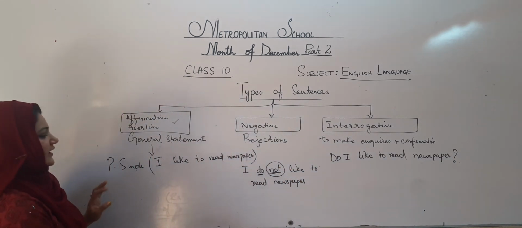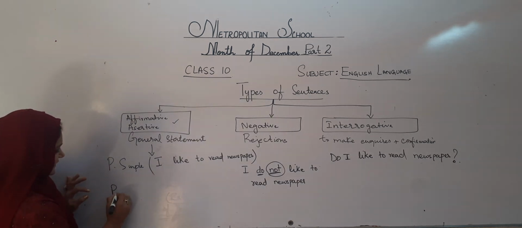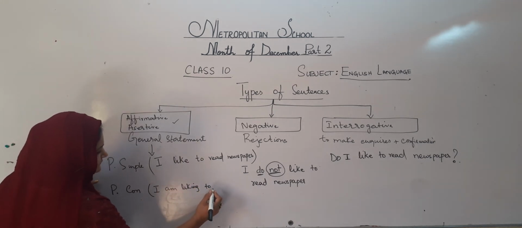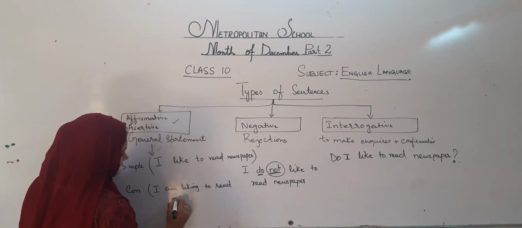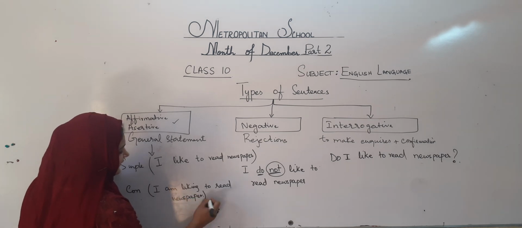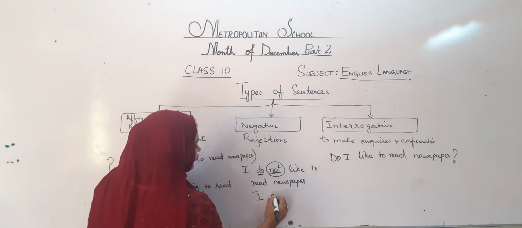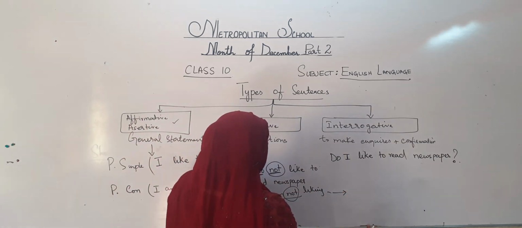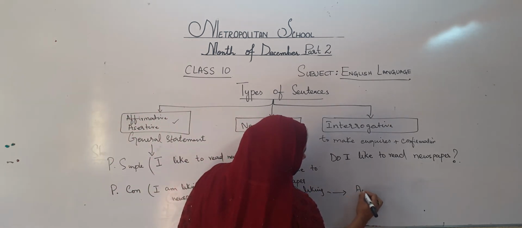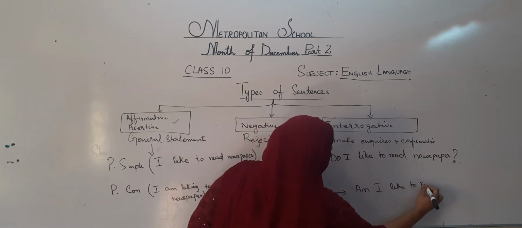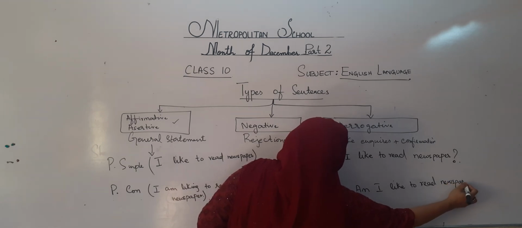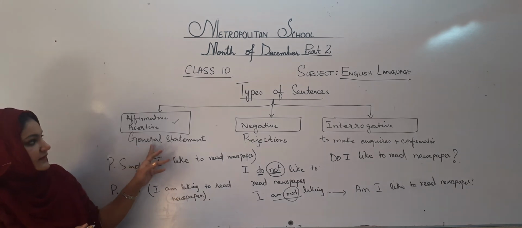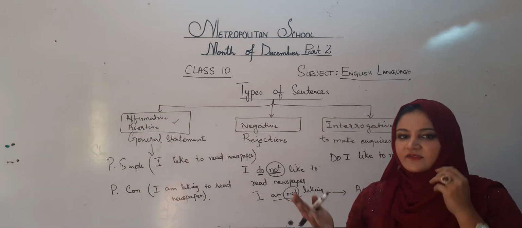Fine, so you can easily change any tense. For example, I'm just taking the second one, present continuous: I am liking to read newspaper. Change into negative: I am not liking. I'm just taking it short. If you talk about interrogative, am will begin at the first: Am I liking to read newspaper? So this is how you will change affirmative into negative and negative into interrogative, or you can easily change any type of sentence. So this is the small review about the sentences and their conversion.